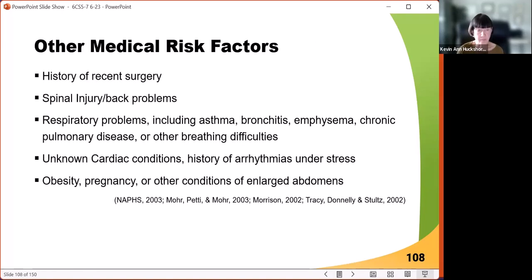Next slide. Other medical risk factors: history of recent surgery, any kind of spinal or back problems, respiratory problems of all types and shapes. That's why it's important to note if someone has a really bad cold or asthma, especially emphysema, when they come into your facility, and note that could be a problem if you get into a struggle. Unknown cardiac conditions, which many times nobody even knows they have, cardiac arrhythmia or something else that's often genetic, obesity, pregnancy, or other conditions of enlarged abdomens. Next slide.